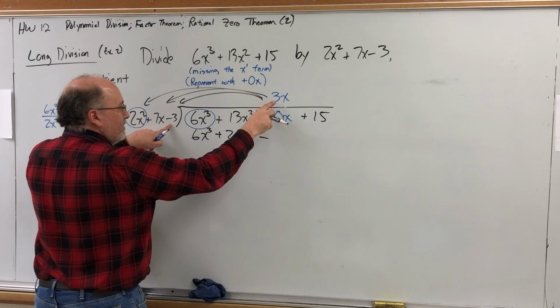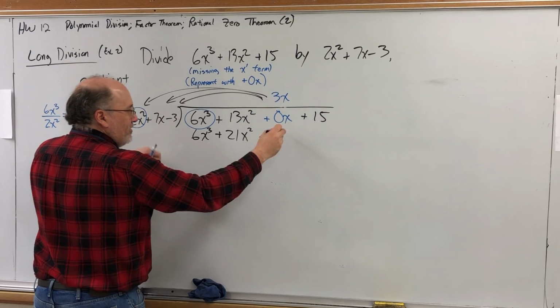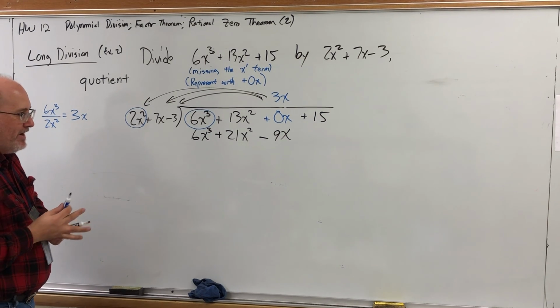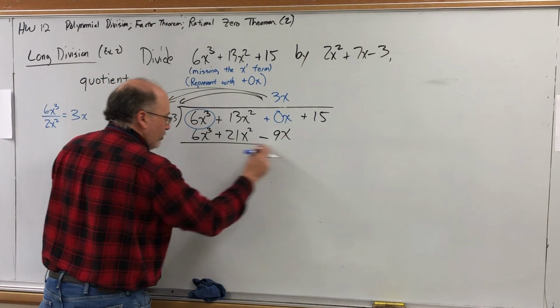Positive times negative is negative. 3 times 3 is 9. And there's just the one x. And then subtract by changing all the signs and combining like terms.